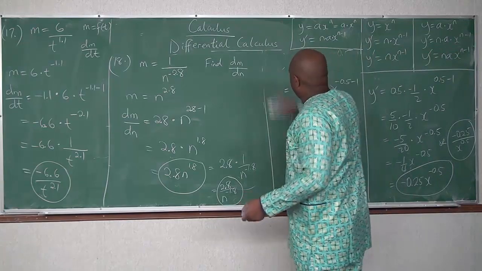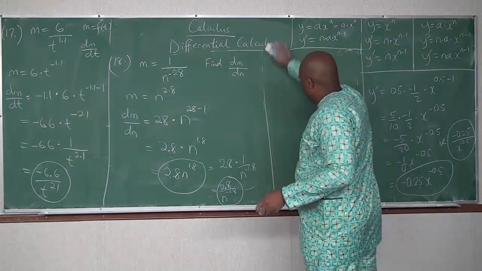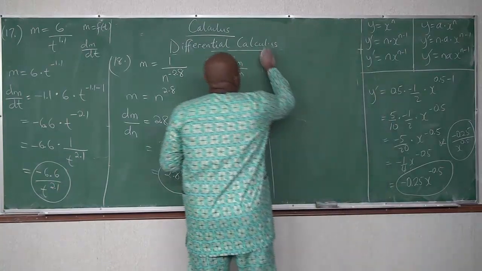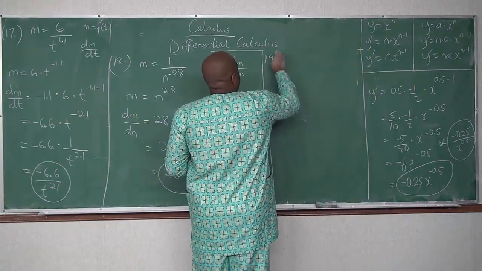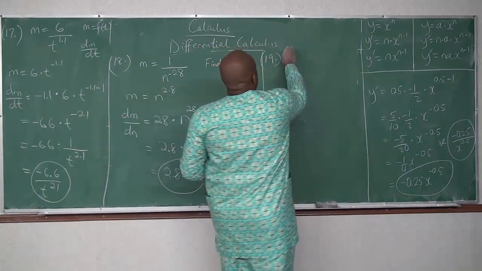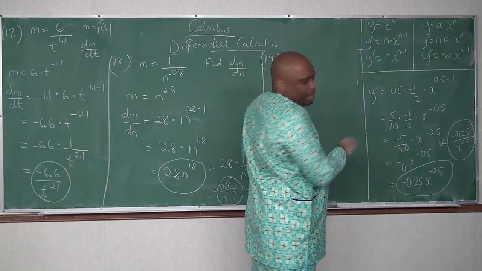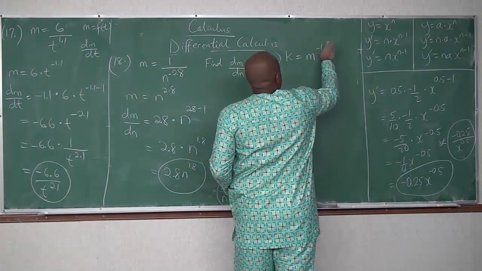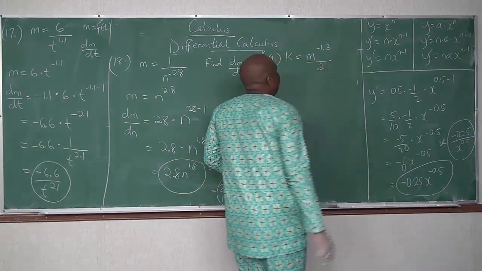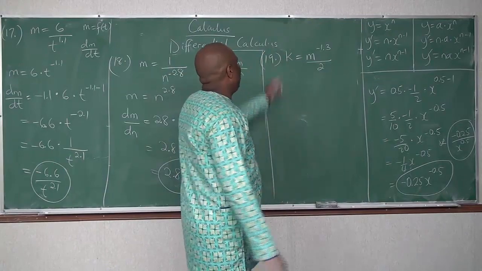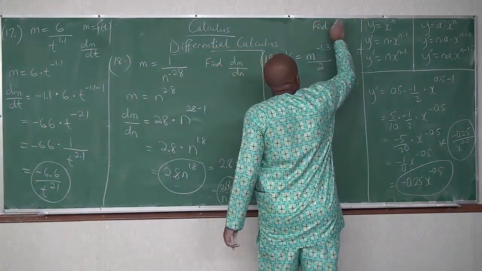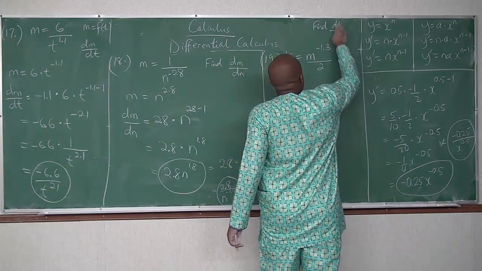All right. 2 more questions. Question 19. K is equal to m exponent negative 1.3 over 2. Find the dK/dm. Find the dK/dm.